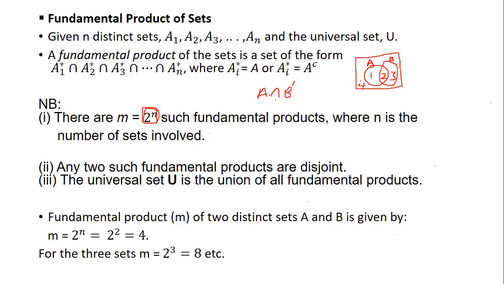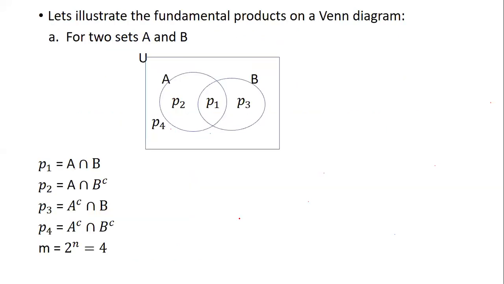Now, if you have 2 sets, we must get 4 intersections, and these are A intersection B complement, A complement intersection B, A intersection B, and then A complement intersection B complement. You get the 4 of them. So these are the number of intersections you can form by using 2 power n. I've already illustrated this one back there, so I think you have the understanding of this.